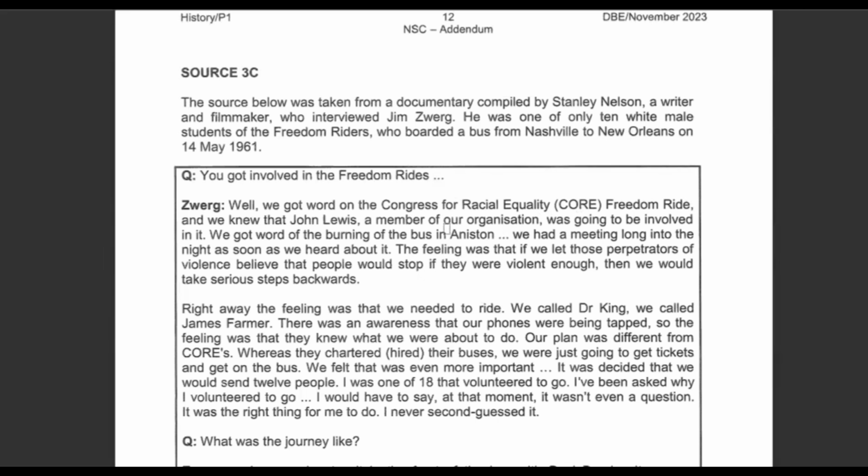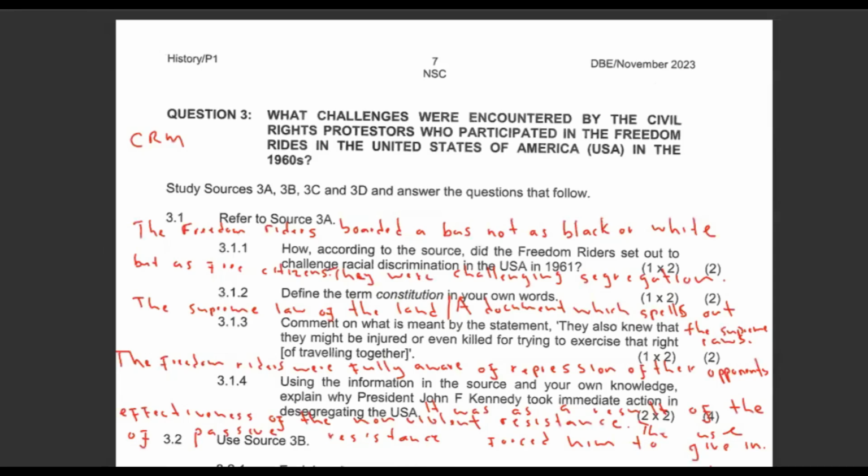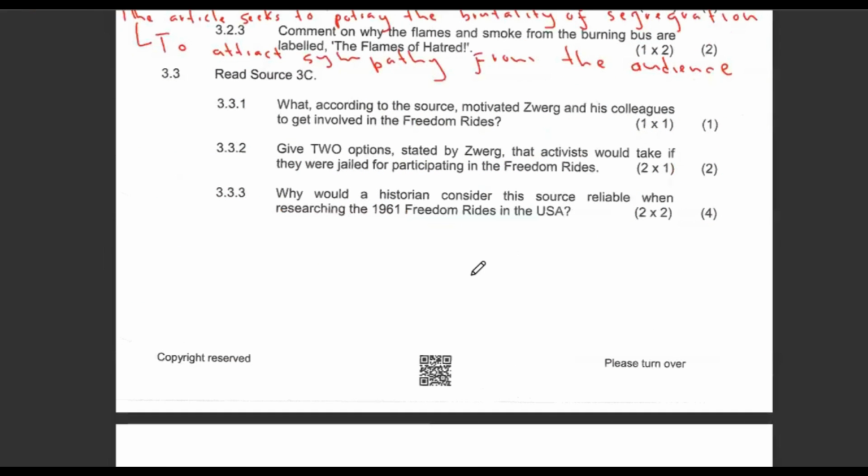Okay, so they actually joined in solidarity. All right, they joined in solidarity with members of CORE.